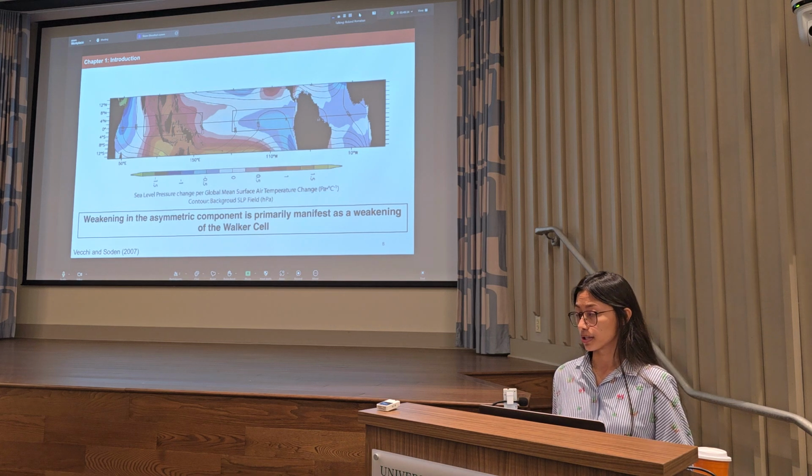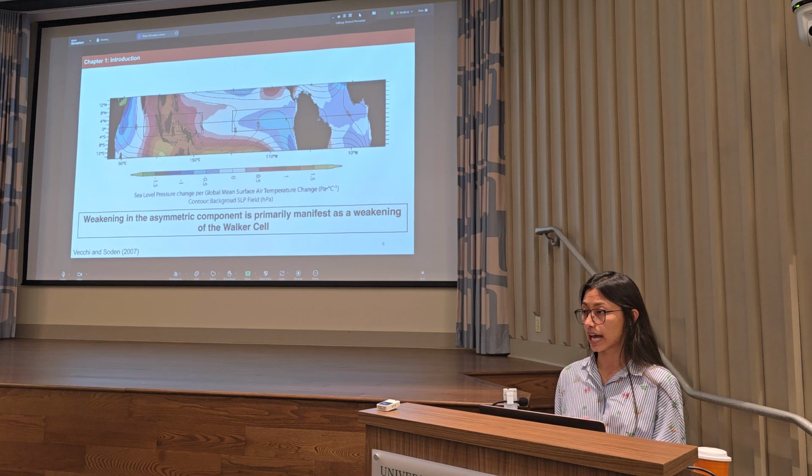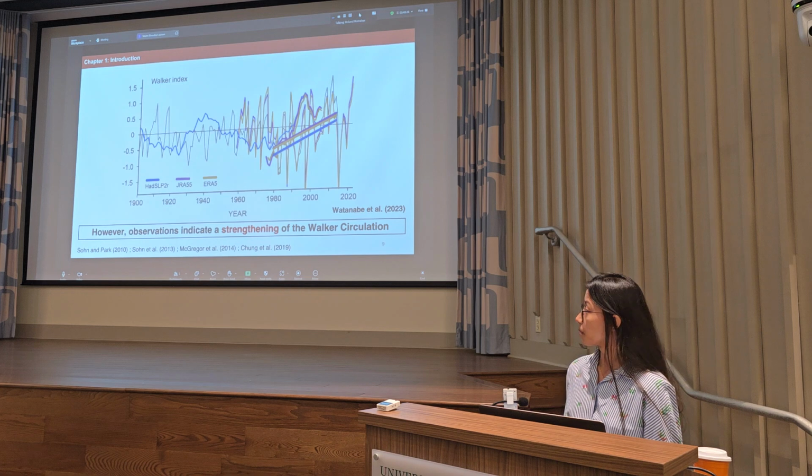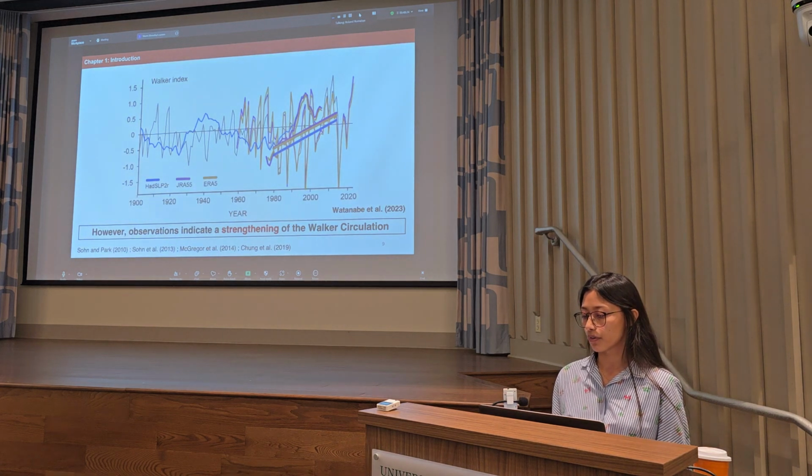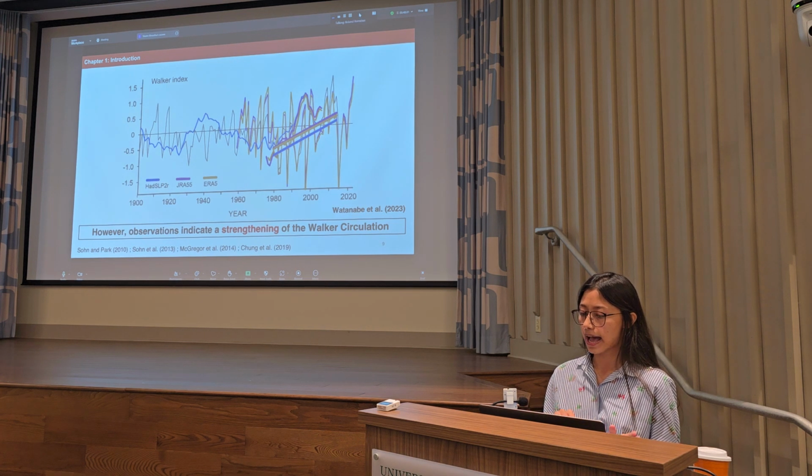Now, things get interesting when we look at how the Walker circulation has actually evolved over the past few decades, which in this highlighted plot, from Watanabe et al. 2023, measures the Walker index, that is the strength of the Walker circulation, using the same sea level pressure gradient between the East Pacific and the West Pacific. And surprisingly, despite the global mean warming experienced over the past few decades, the Walker circulation shows a strengthening, highlighted as the straight fitted lines in this plot.